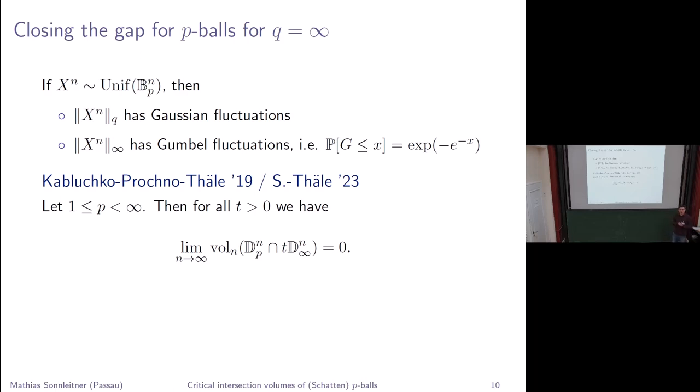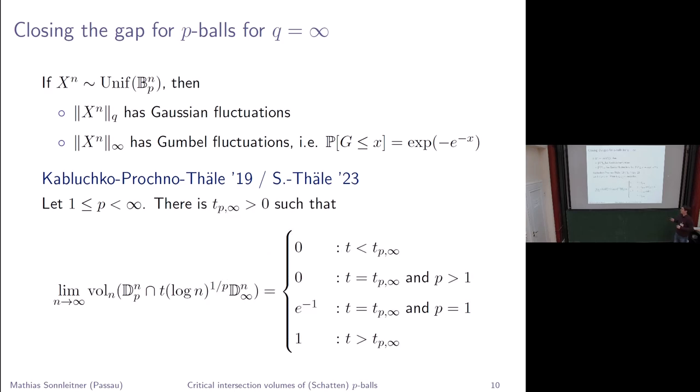For the q-norm, we have this average over the p-Gaussians, but for the infinity norm, we have the maximum of these independent parts. For a maximum, we get Gumbel fluctuations. The standard Gumbel distribution has this probability distribution. If you compute the limit at the critical threshold, or in fact at any t, you get zero. This is because you have a different scaling and you need to rescale a bit. This is maybe somewhat artificial, but if you rescale by log n to the 1 over p, then you get a limit theorem as before, with interesting behavior depending on whether p equals 1 or p is larger than 1. This also follows from the approach I just showed you.